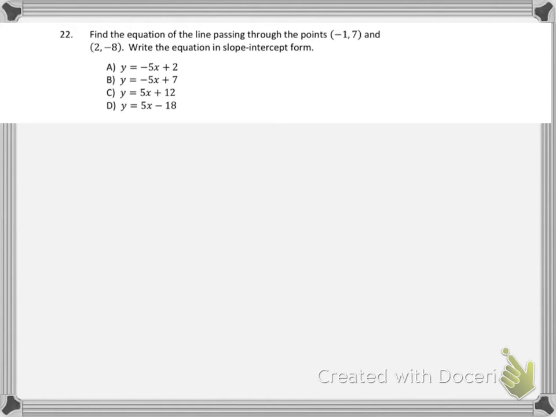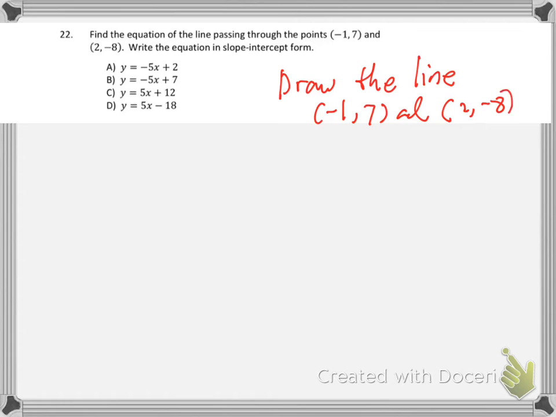So for the second solution, the second method, we don't need calculation, but we will use the ABCD choices and the meaning of the slope. For this solution, we will draw the graph. We will draw the line passing through (-1, 7) and (2, -8).